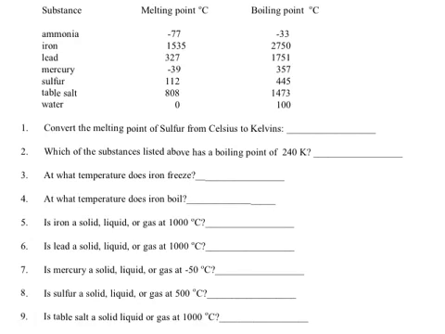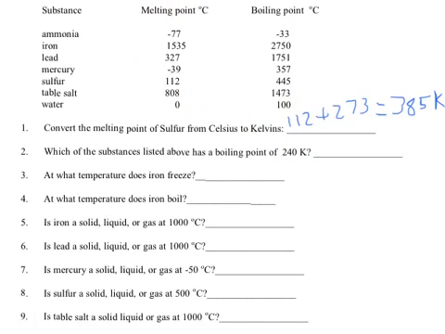So I'm going to find the melting point of sulfur. Here's melting point, here's sulfur. It's 112, so I'm going to say 112, and I'm going to add 273 to it, and that's going to give me 385 Kelvins.